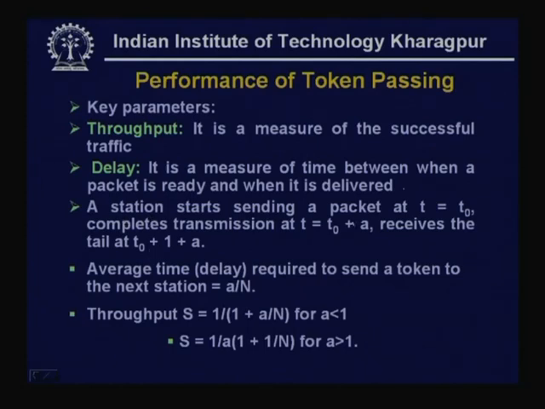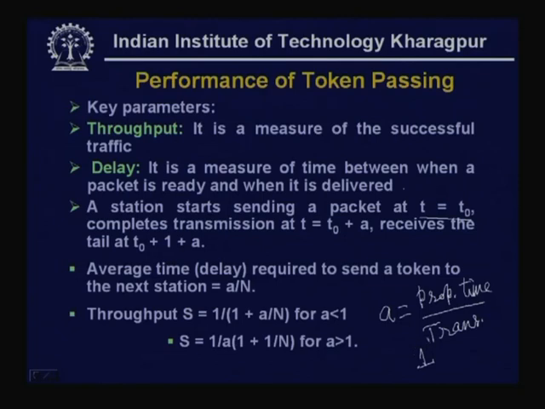A station starts sending a packet at t equal to t0, and completes transmission at t equal to t0 plus 1, and receives the tail at t0 plus 1 plus a. So, you can see at t0 plus 1 it completes transmission, and then this a is the ratio of the propagation time to the transmission time, and in this case the transmission time has been considered to be 1.